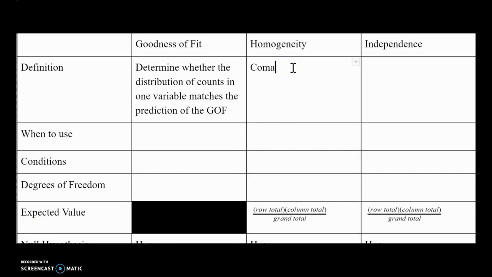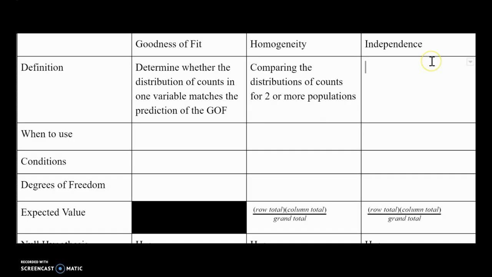Homogeneity is comparing the distributions of counts for two or more variables. Or in this case, we would say not variables, rather populations. And I'll explain why. So this is comparing whether two populations, or sometimes more, but generally two populations, whether or not the distribution is the same. So for example, you could get a question such as class A had scores ranging from 4 to 7, let's say, but class B scores ranged from 6 to 8. Is this difference statistically significant, for example?